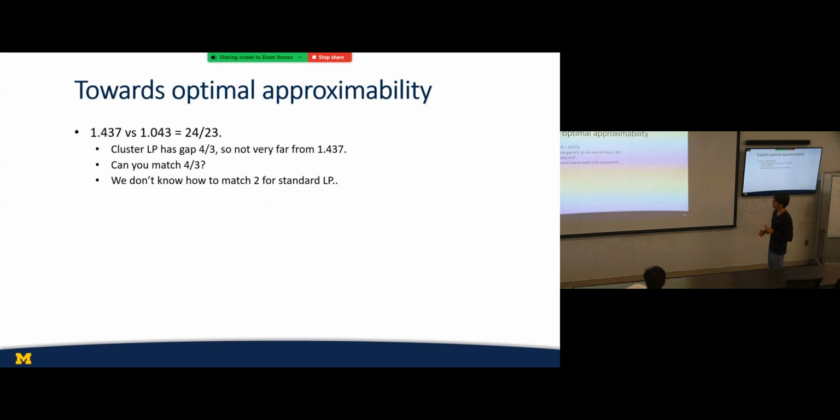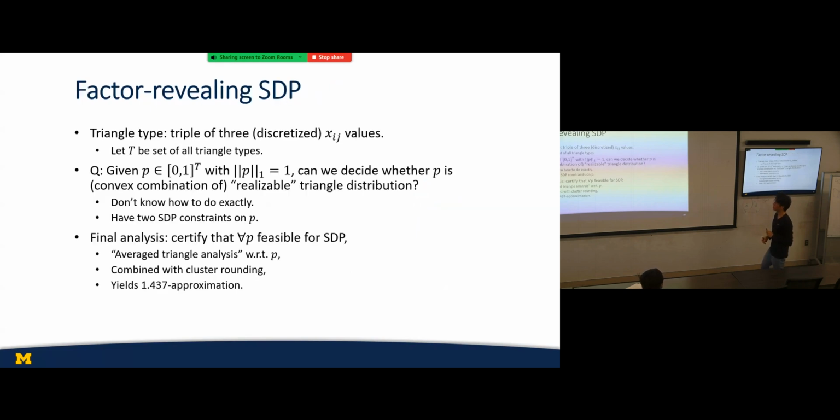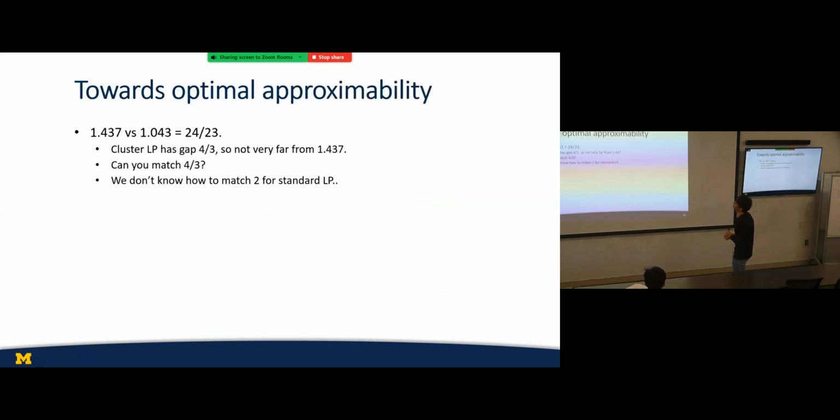Okay, so that's at least how we got a 1.437 approximation. And then of course the question is what's going on between these two numbers? Actually, another lower bound is that cluster LP that I showed you. It's a nice LP, very strong. But that one already has a gap of 4/3. So it's not very far from 1.43, so it's kind of close.